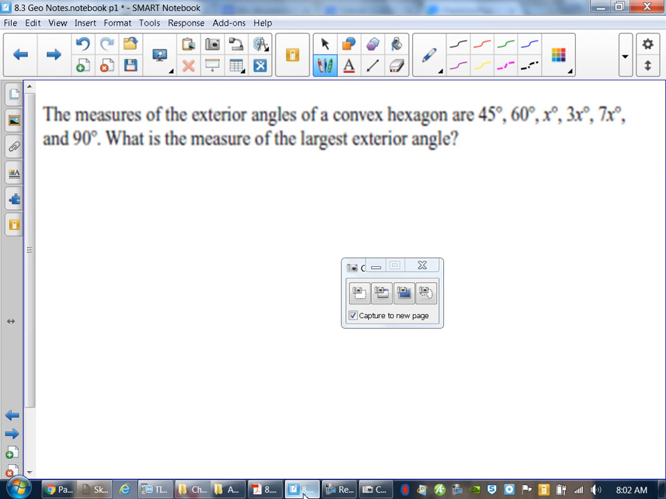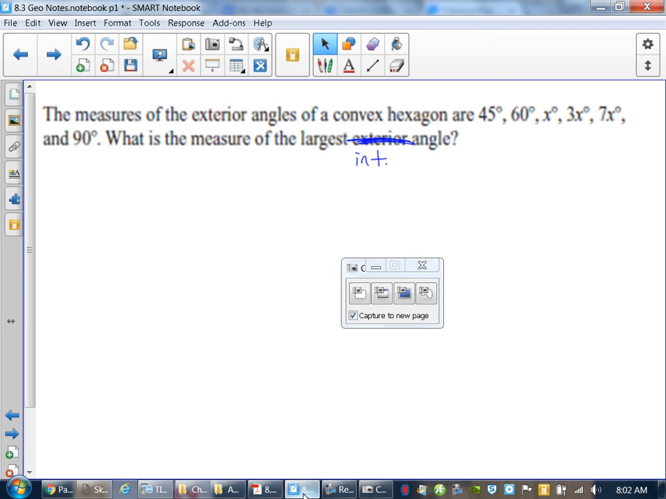The measures of the exterior angles of a convex hexagon are 45, 60, x, 3x, 7x, and 90. What's the measure of the largest exterior angle? Wait, actually, you know what? I'm going to change that. What's the measure of the largest interior angle? Why you make it harder? Because I'm a jerk. And that's what I do.